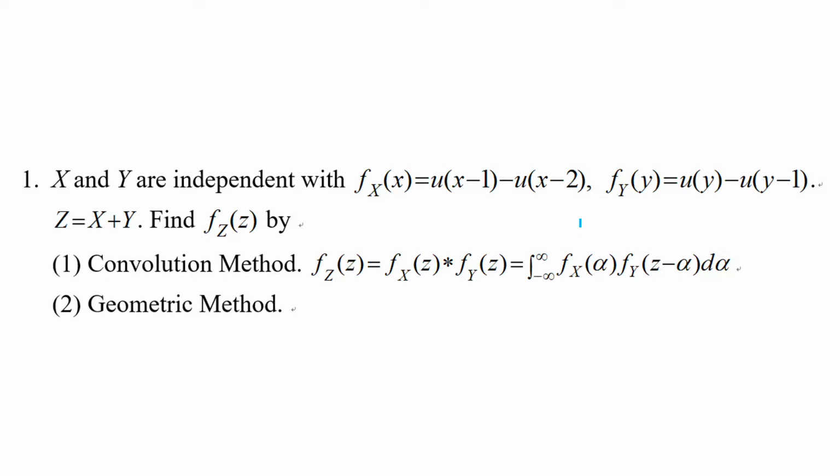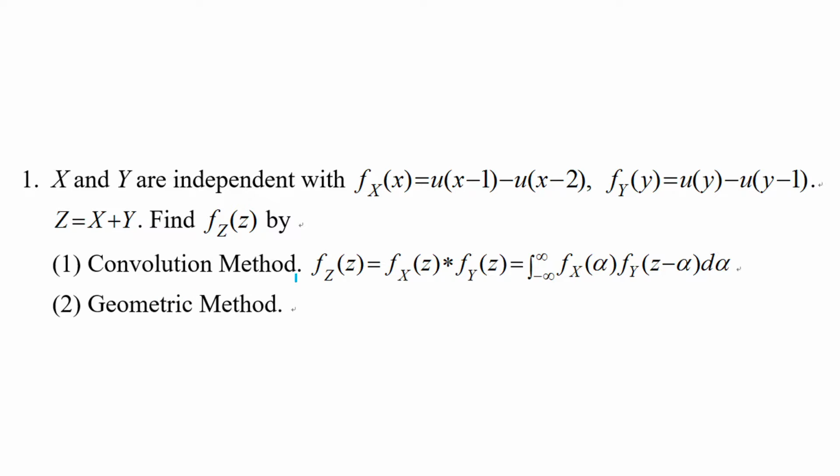X, y are independent with f_X(x) equal to u(x minus 1) minus u(x minus 2), and f_Y(y) equal to u(y minus 1), and z equal to x plus y. We need to find the probability density function of z by these two different methods. The first question asks us to use the convolution method, and the second question asks us to use the geometric method.